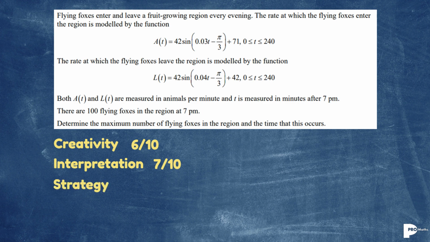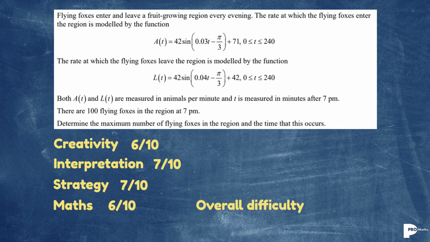Strategy. A lot of students would probably get stuck on even thinking of finding the net rate. I think that's kind of the key here. So maybe 7 out of 10 as well. And the maths involved, integration is the bulk of the work. It's not super difficult. 6 out of 10. Honestly, for a final question of a paper, it's all right. So overall, let's go with 7 out of 10.